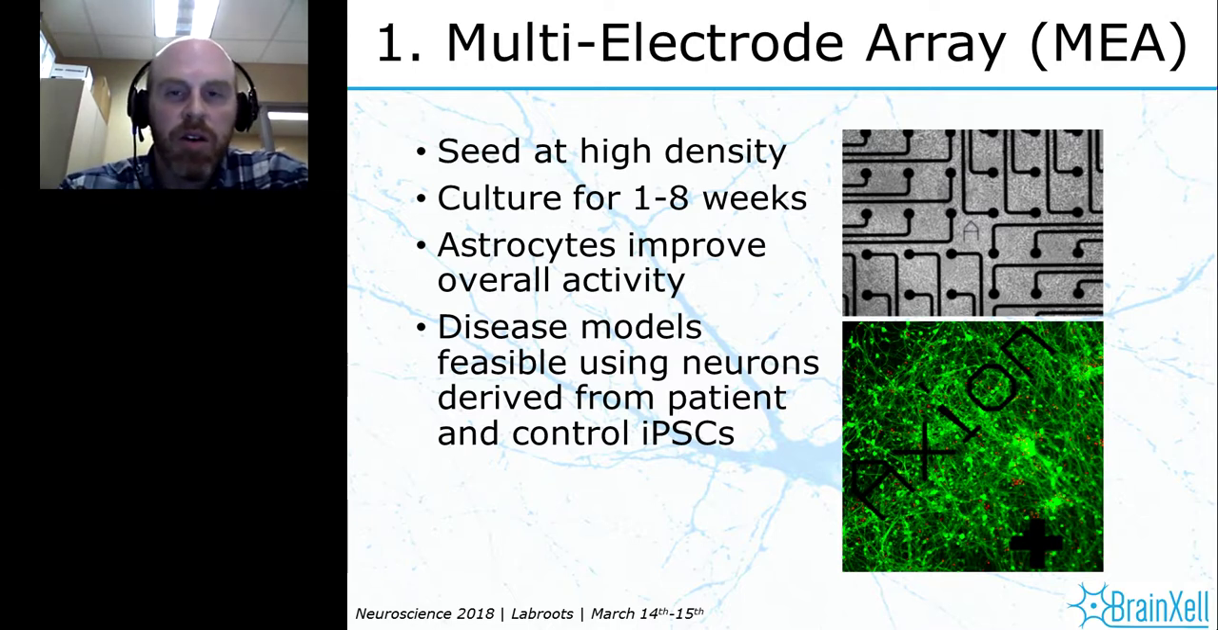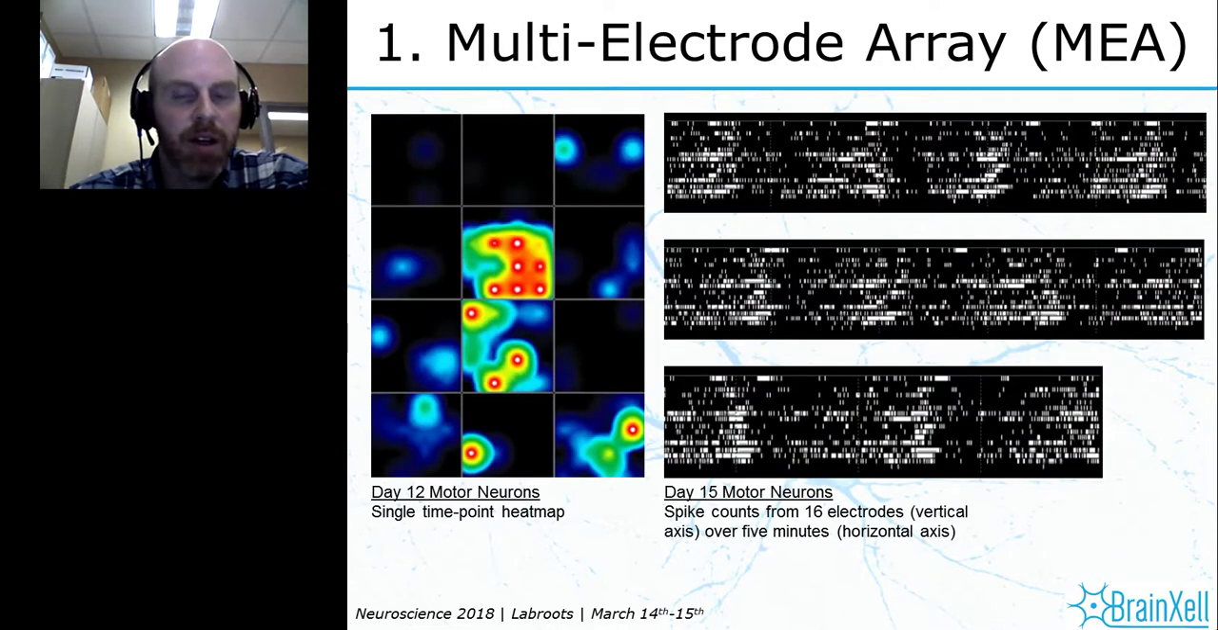And leveraging the power of disease modeling, these kinds of experiments can, of course, be run with disease cells compared to normal cells. And that's something that people are looking at very closely. And so I just wanted to provide you with a little example data here.